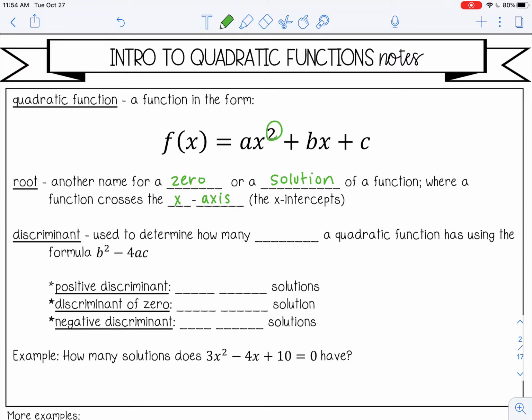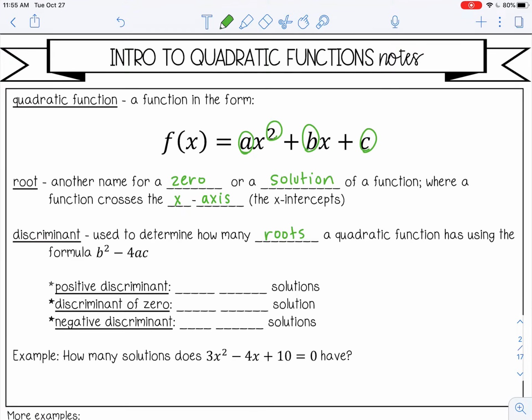Another new word is a discriminant, and that's used to determine how many roots a quadratic function has using the formula b squared minus 4ac. And those variables are coming from here, a, b, and c. So you can find how many roots any quadratic function has by using that formula.